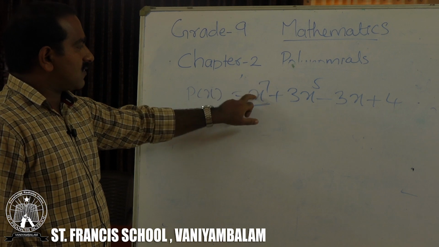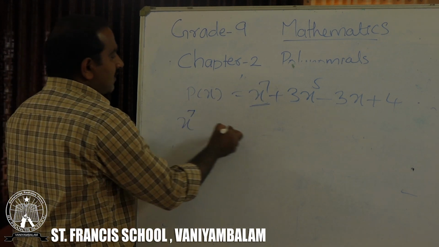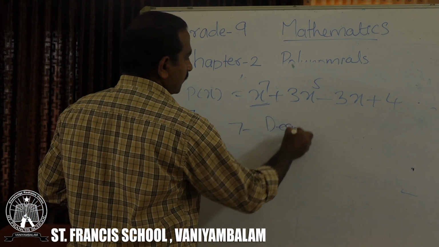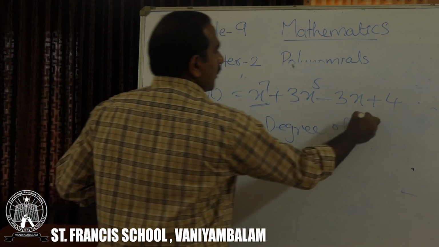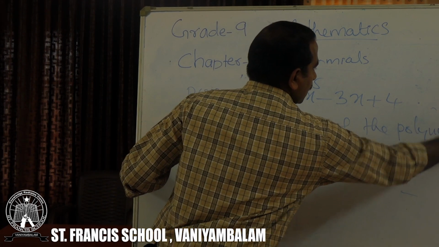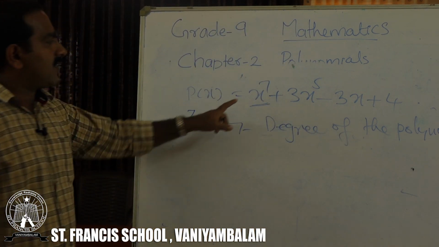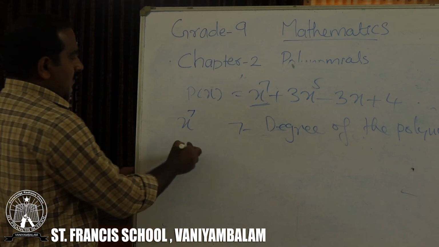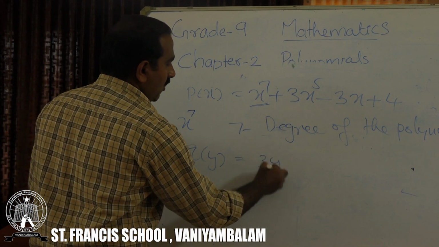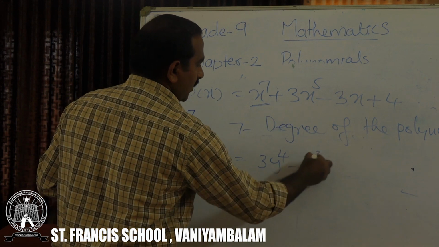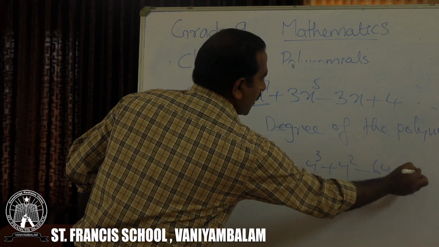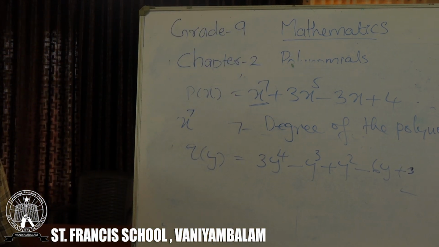We can see this term, x raised to 7. So this 7 is called the degree of the polynomial. So the degree of this polynomial is 7. Another example is q of y, another polynomial: 3y raised to 4 minus y cubed plus y squared minus 6y plus 3. We have to find the highest degree.